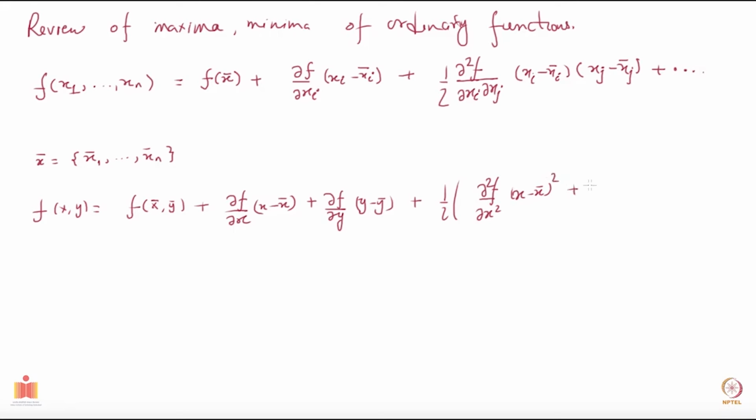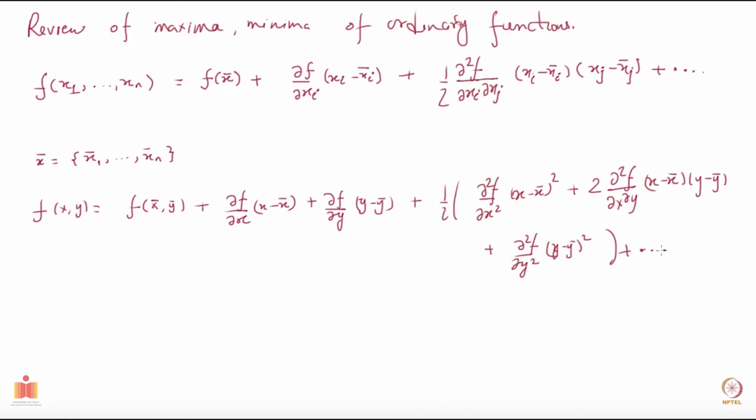Then you get the second term, which has del 2 f over del y squared, y minus y bar squared. And the third term is where you have one of them as x, another one is y, but they are going to come twice because there is a summation over i and j. So you get a factor of 2 times del 2 f over del x del y, x minus x bar and y minus y bar, and plus all the higher order terms.